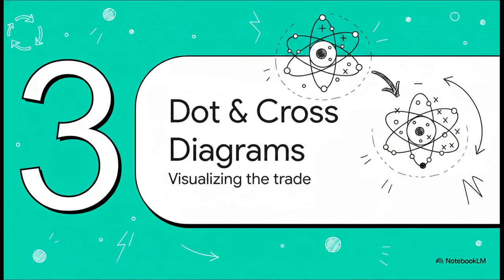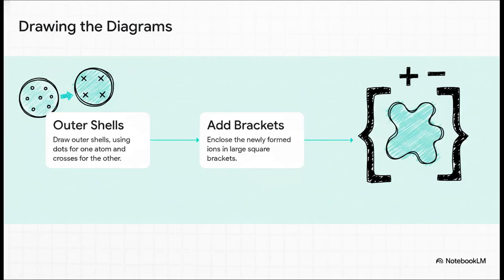Being able to clearly draw and communicate these invisible interactions on paper is absolutely vital, especially if you're gearing up for exams. When you're making a dot and cross diagram, you follow a strict 3-step process to perfectly track which atom gave away an electron and which one caught it.